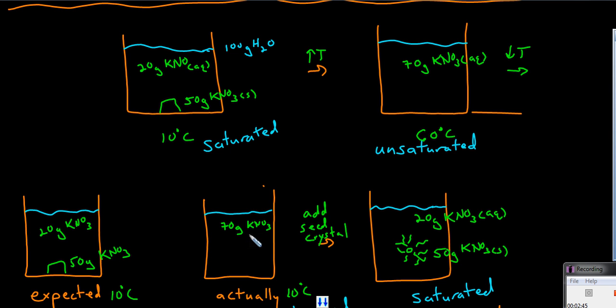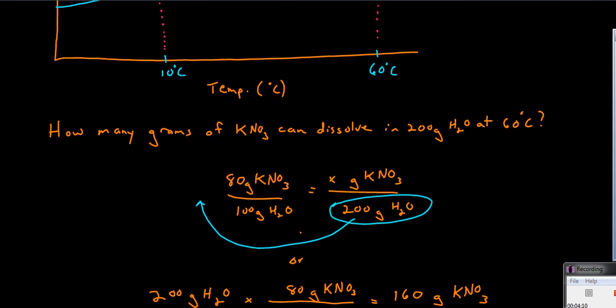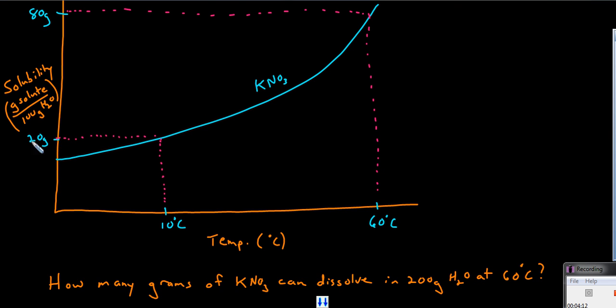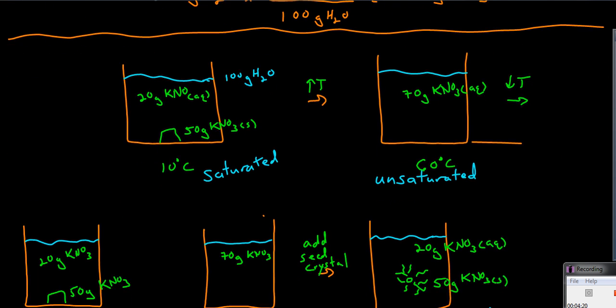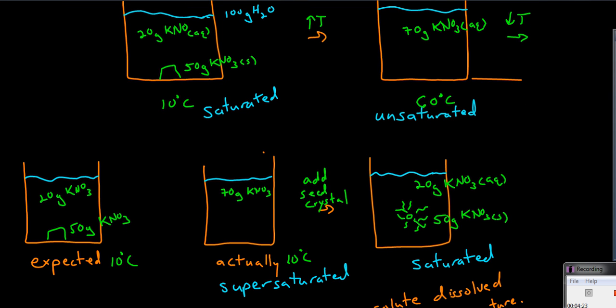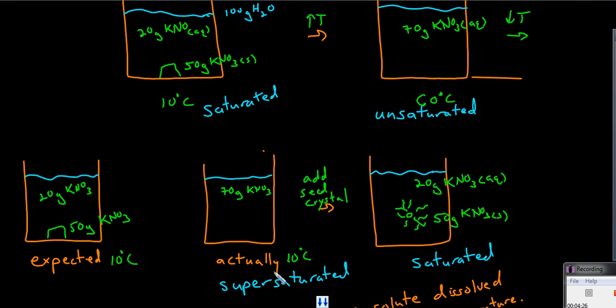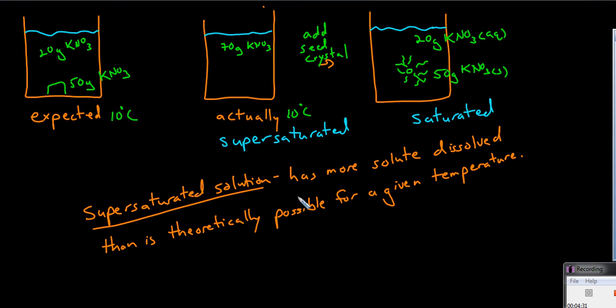Even though at 10 degrees Celsius we should only be able to dissolve 20 grams of potassium nitrate in 100 grams of water, as described by our solubility curve, we are dissolving much more than that. We would say that this solution is supersaturated. It's super full. The definition of a supersaturated solution is one in which we have more solute dissolved than is theoretically possible for a given amount of solvent at a given temperature.